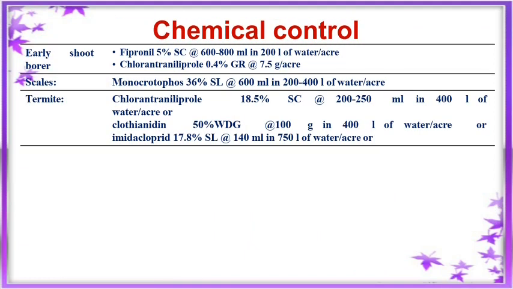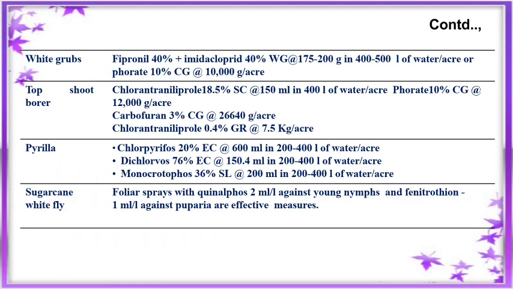Then these are the recommended chemicals against the different pests in sugarcane that we can use, like chlorantraniliprole, fipronil, monocrotophos and so on. For white grub, fipronil; for top shoot borer, chlorantraniliprole; for pyrilla, monocrotophos, dichlorvos, chlorpyrifos. These are the different recommended chemicals. Thank you.